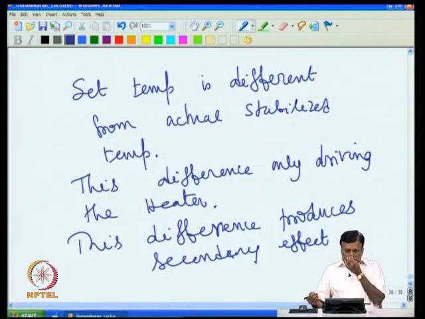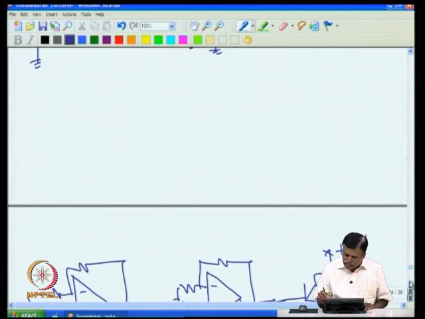But the error only drives the heater voltage. The net result is we are not getting the temperature that we wanted. If we want 100 degree C, then the oven is going to stabilize away from the set value of 100 degree C. Of course, you may say that I increase the gain, then the error will come down.